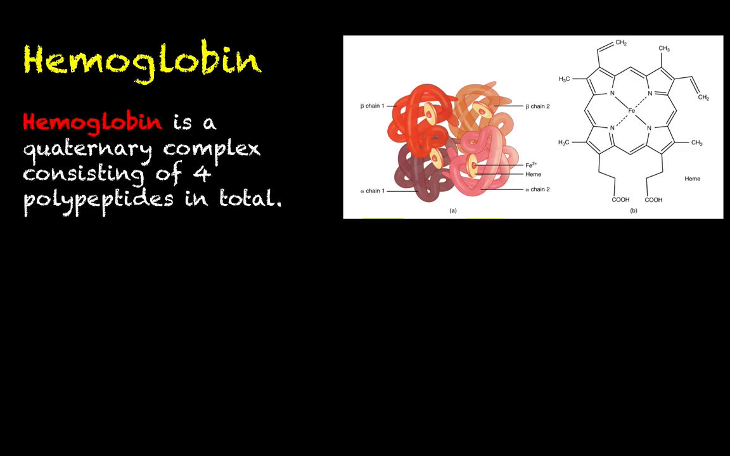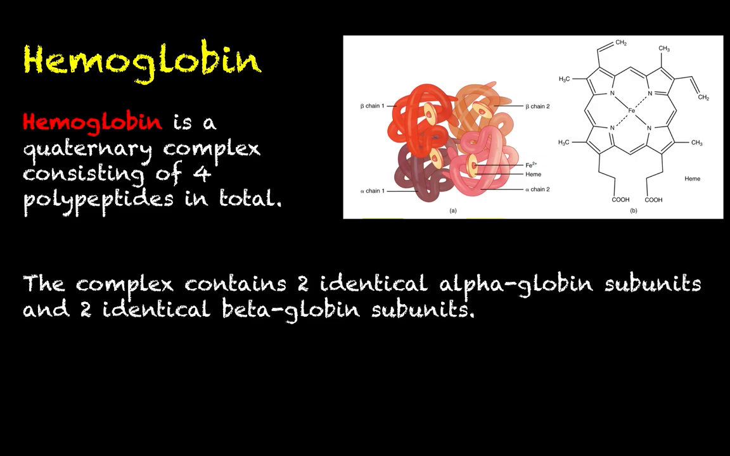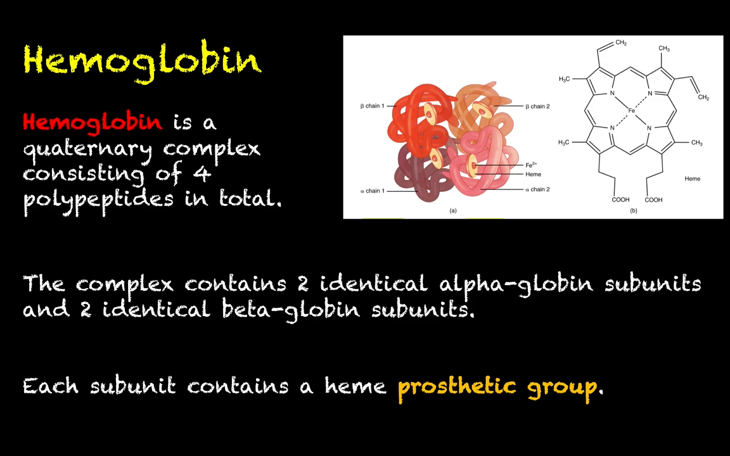Hemoglobin, we understand so far, is an oxygen-carrying protein that is found in red blood cells, but it is also a quaternary complex that consists of 4 polypeptides in total, 2 alpha globin subunits and 2 beta globin subunits. This quaternary complex, again, contains 2 identical alpha globin subunits, 2 identical beta globin subunits, and each subunit contains a heme prosthetic group. A prosthetic group, which you can see for this case, this heme prosthetic group is illustrated here.